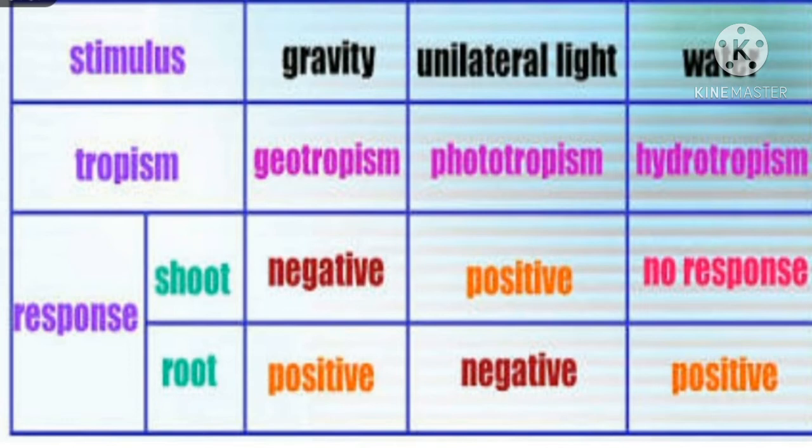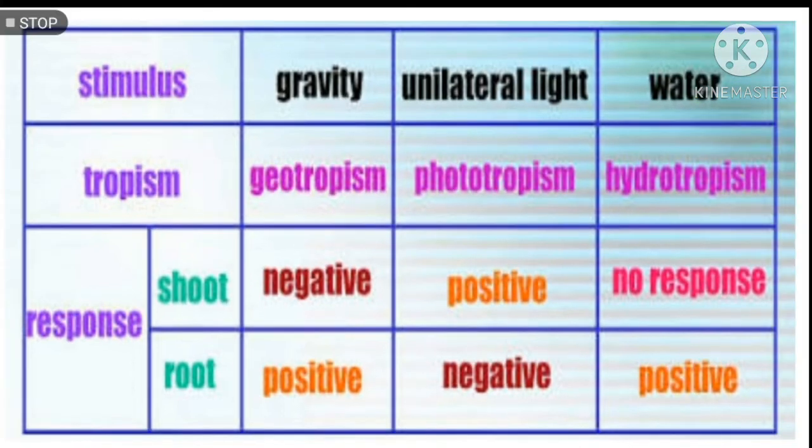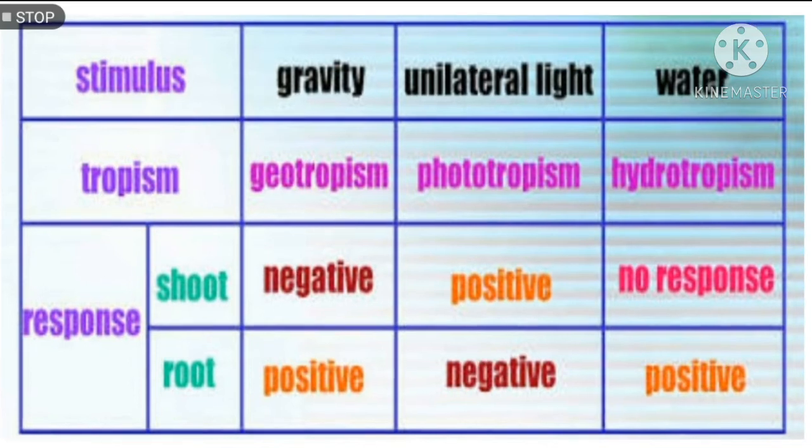First stimulus is gravity. Due to gravity, plants show geotropism. Geotropism is negative in the case of shoot. That is, shoot grows in the direction opposite to gravity. Root shows positive geotropism. That means root grows in the direction of gravity.